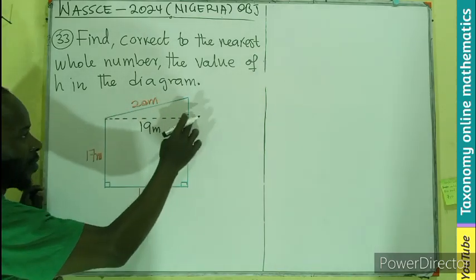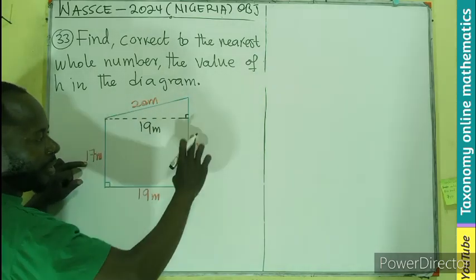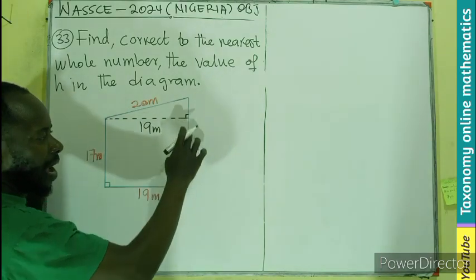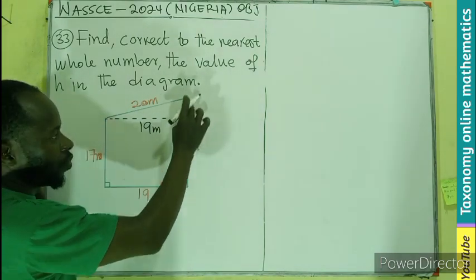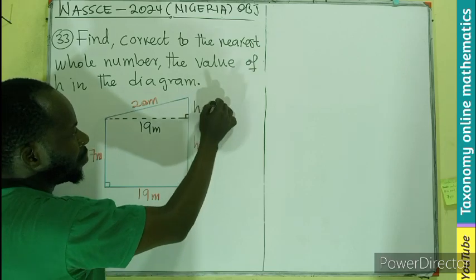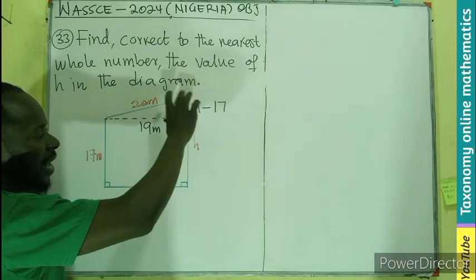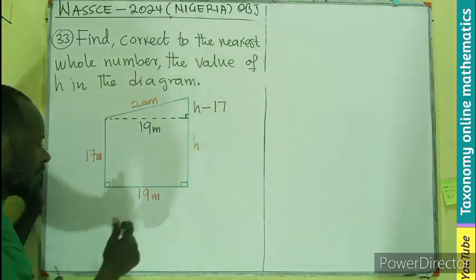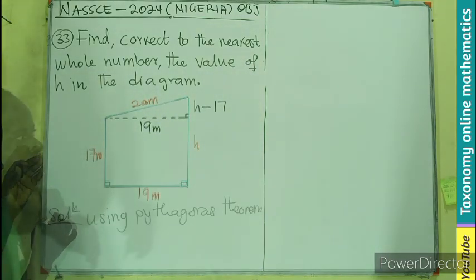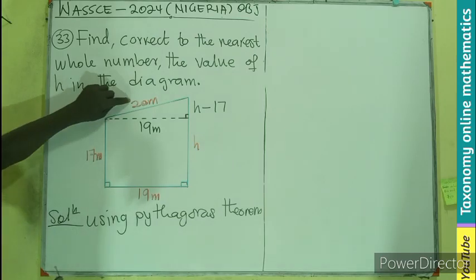And all the way from here to here is 17. Meaning 17 plus a certain number gives us the h. So here will just be h minus that 17. So if I am taking here as a right angle triangle using Pythagoras theorem, this will be the longest side.